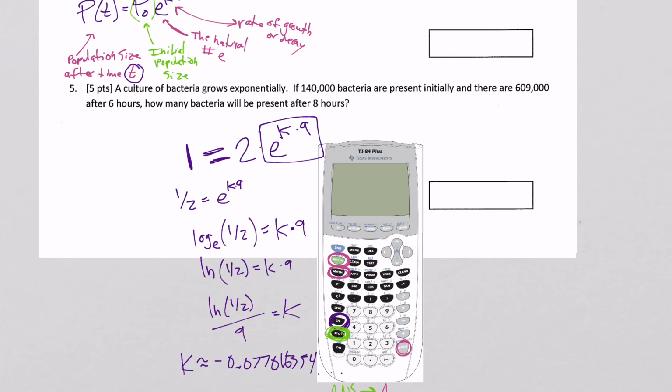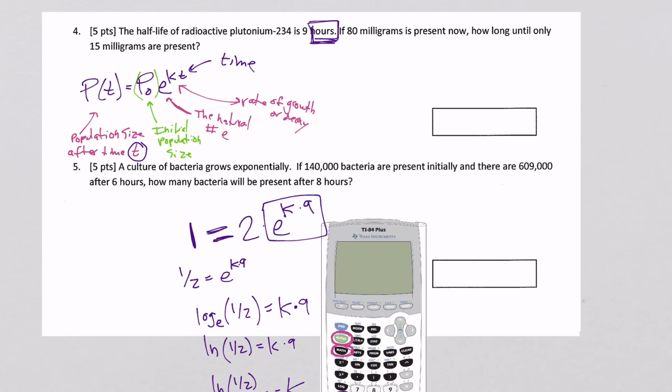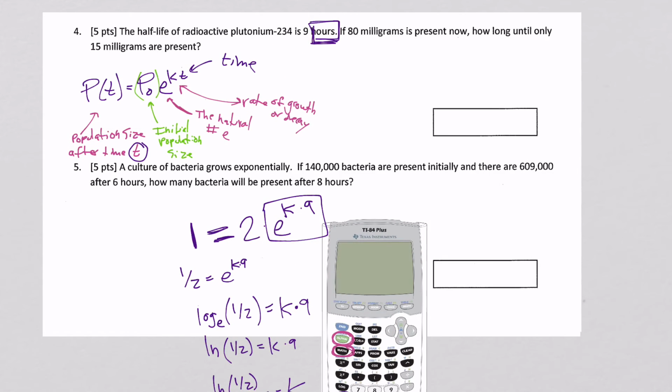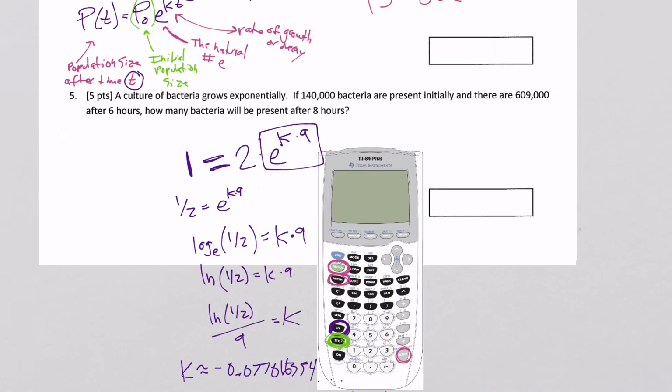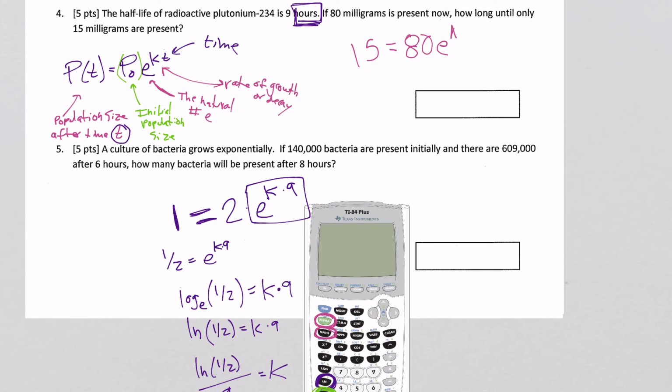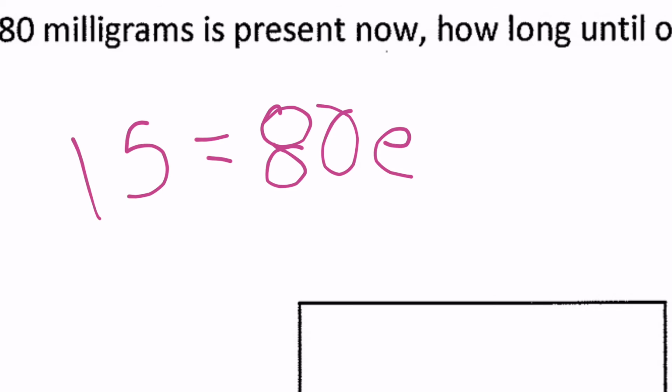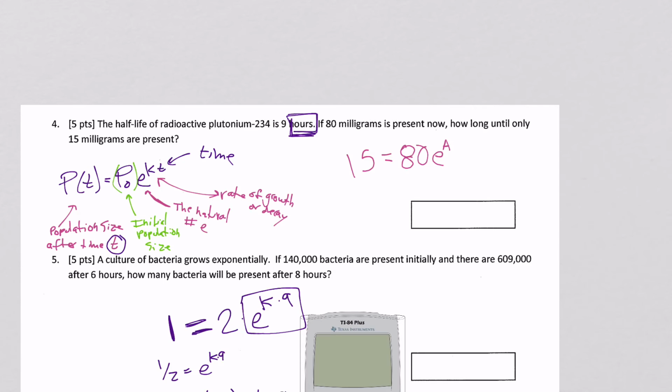So let's look back at that original problem now that we know our rate of decay. We want to know if we start with 80 milligrams, how long until only 15 milligrams are present. So let's use our model here. We want 15 milligrams to remain, which means we need 15 equals the starting population of 80 times e to the power of our rate, which we just stored as A. So I'm going to write that as an A, but know that it's actually that number now. That is our rate, and that gets multiplied by time.